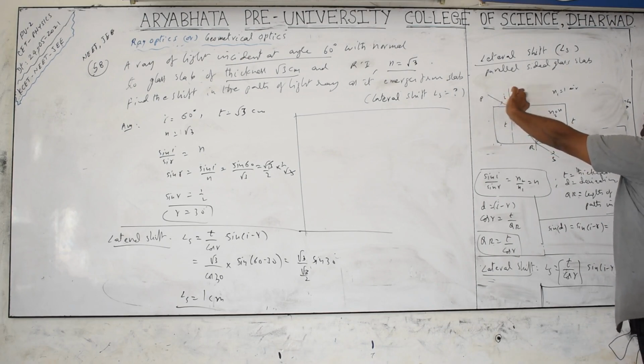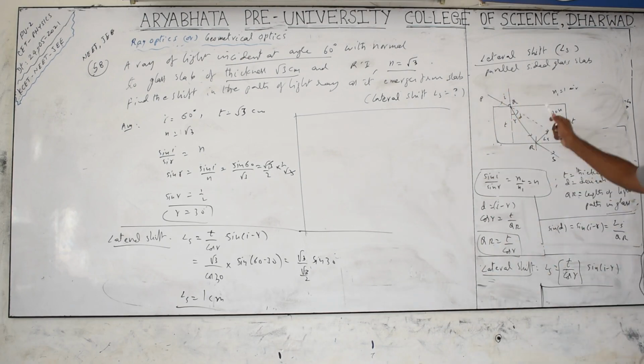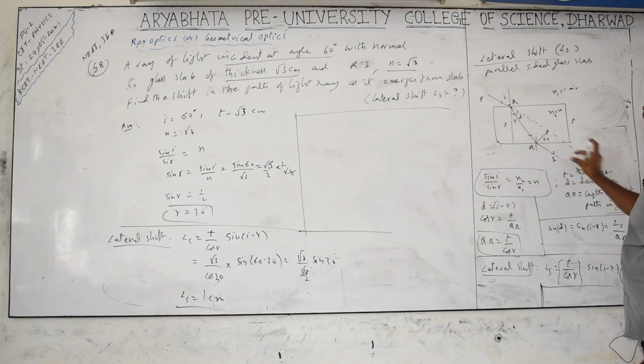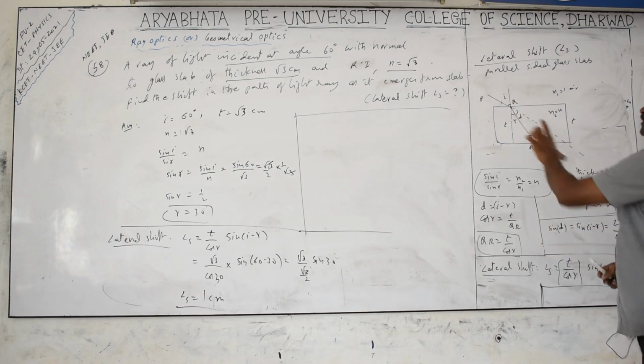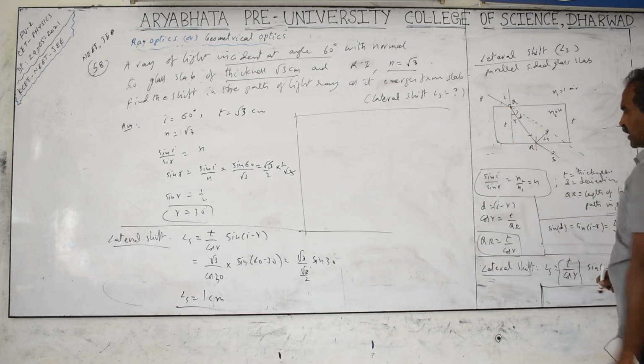Dispersion means white light, if you pass it now, it won't split into 7 colors for the parallel sided glass slab. White light coming here comes out also as white light only. Next is if the ray is falling here, it deviates, and the length of the path is QR. In these 2-3 types of points they will ask you.